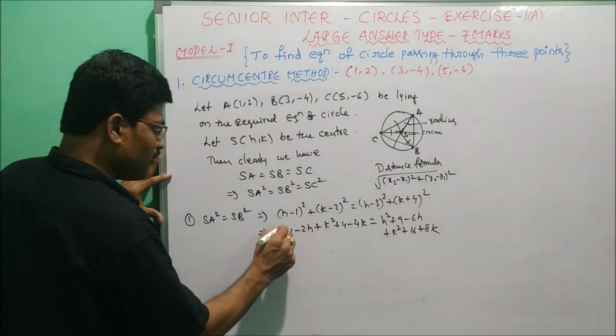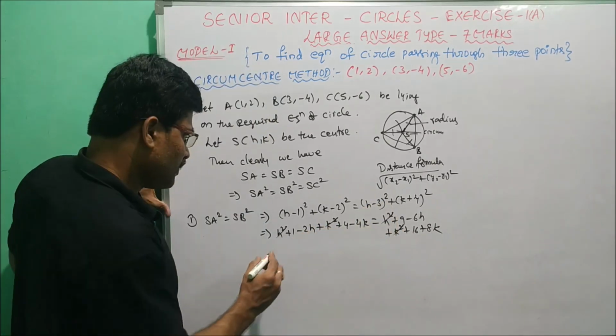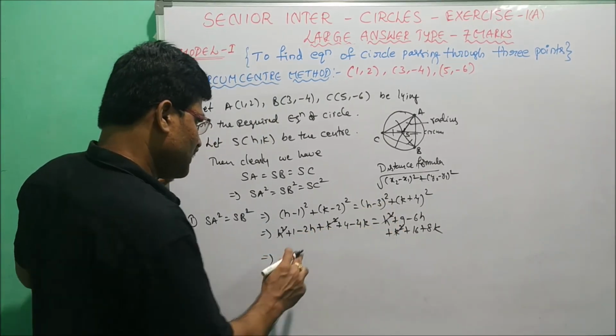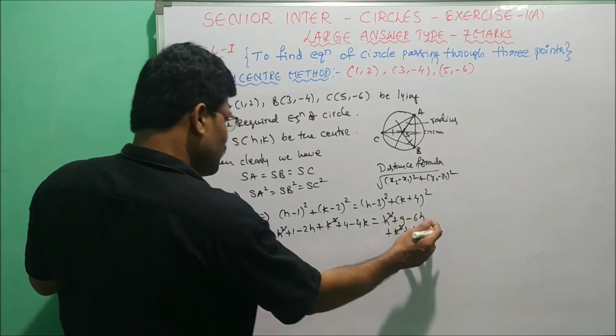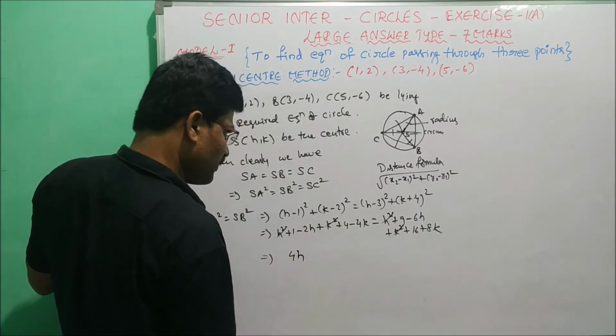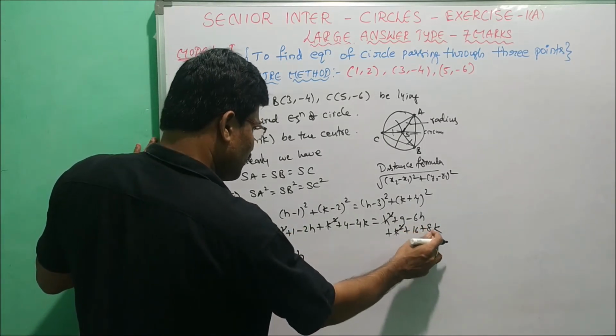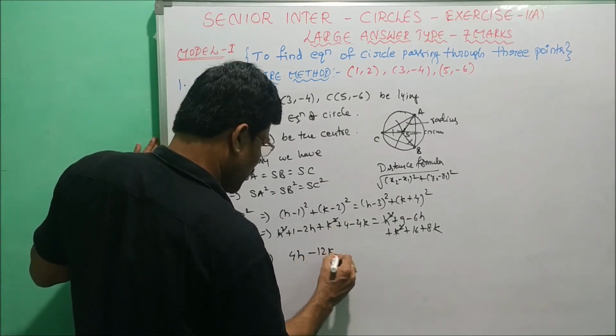Here we observe both sides h square and k square will be cancelled. So it can be simplified: on the right side minus 6h is there. Take it to the left side, plus 6h minus 2h, that is 4h. On the right side 8k is there. Take it to the left side, minus 8k minus 4k, that is minus 12k.